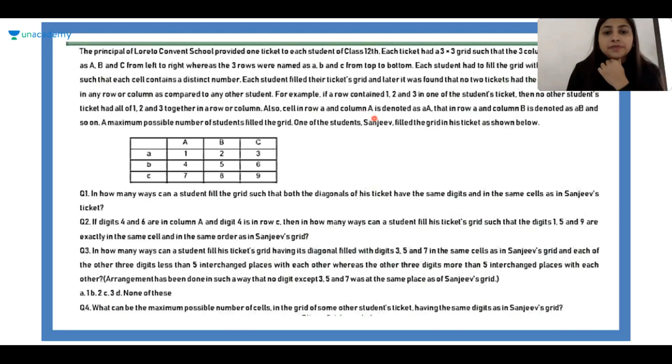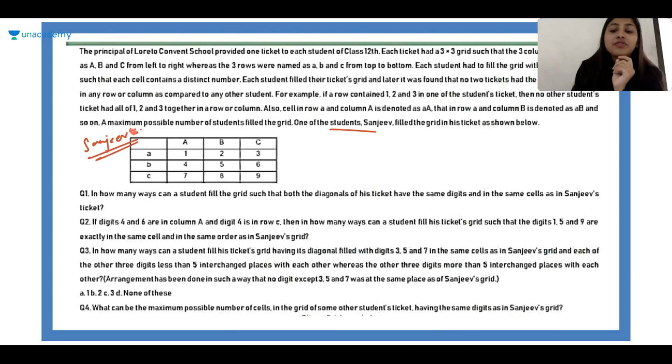So any grid, अगर आपको ये grid का नाम बताना है, so it is small a and capital A. It is AA. This grid is AB. ऐसे, ठीक है? That's the naming system. And then it is given that one of the students, Sanjeev, filled the grid. So this is Sanjeev's ticket.